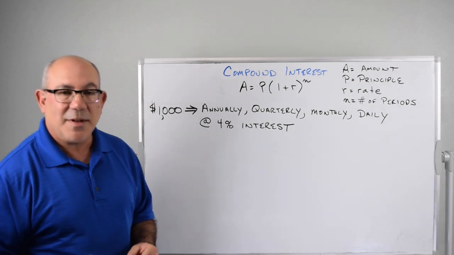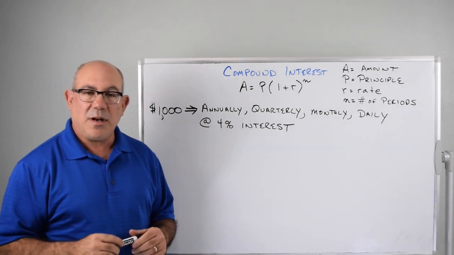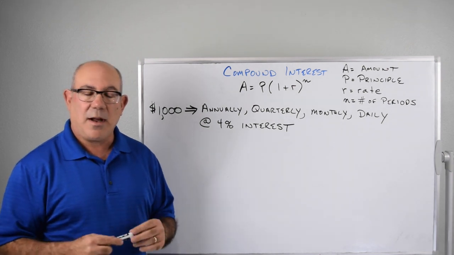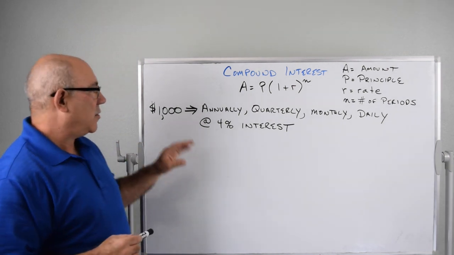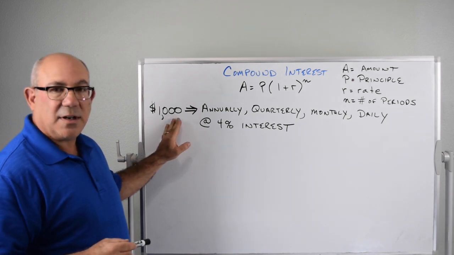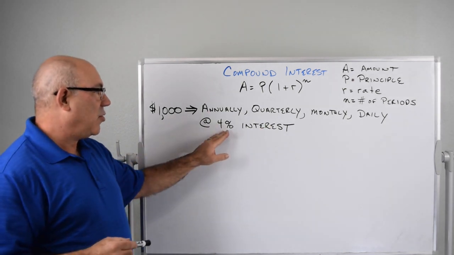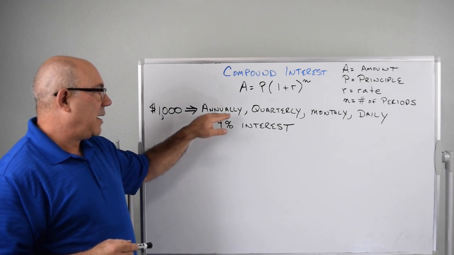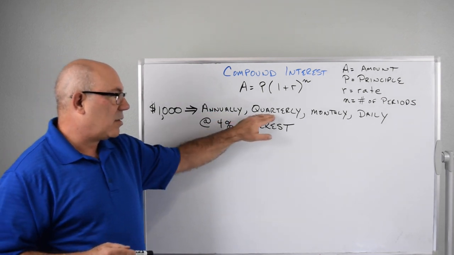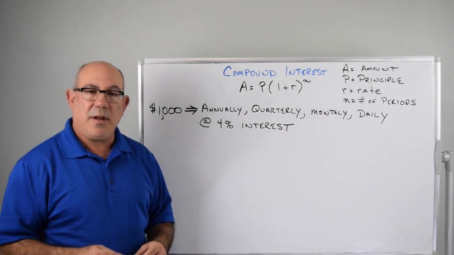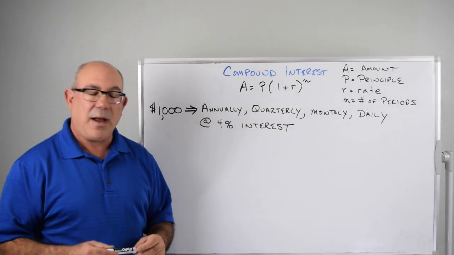Let's calculate something. Today we're going to mix it up a little bit, and we're going to use algebra to actually solve a finance problem, okay? What we're going to look at is, if we invest $1,000 and we compound the interest, which will be 4%, if it gets compounded annually, quarterly, monthly, or daily, what will be our outcome for the amount? How will those compare, okay?